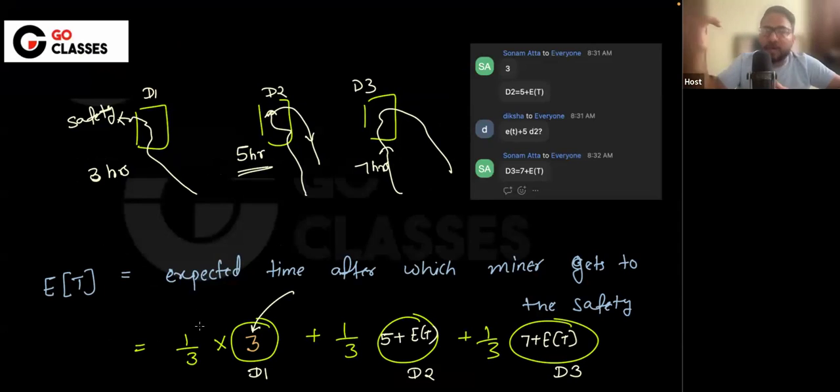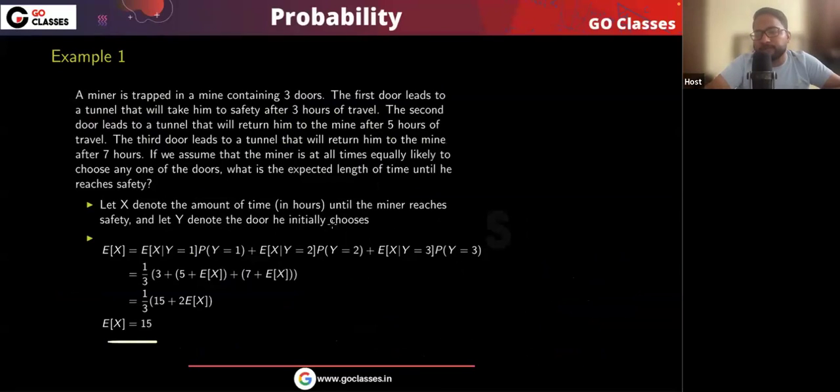It means that if you try many times, sometimes you may be coming out after 3 hours, sometimes after maybe 15 hours, sometimes maybe after 25 hours, sometimes after 50 hours, sometimes after 100 hours maybe you are coming out. But if you try it many times, then on average the miner will be coming out after 15 units of time. Okay. So this is on average.